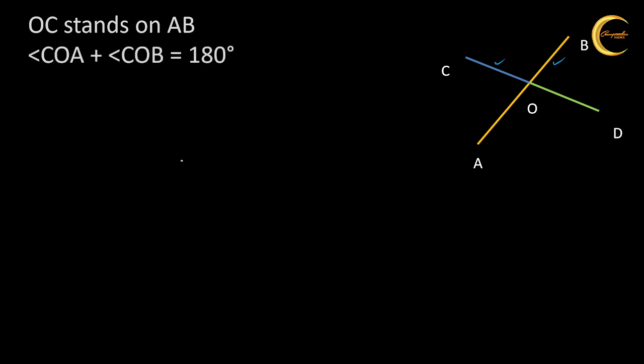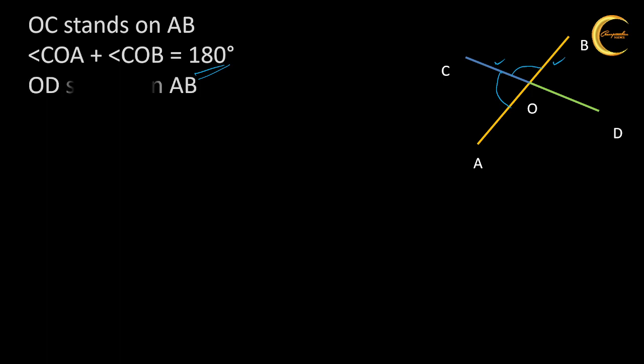Now you see here, OC stands on AB. This OC straight line stands on the AB straight line, and these two angles are supplementary angles. These are COB and COA, and the summation of these two angles equals 180 degrees.